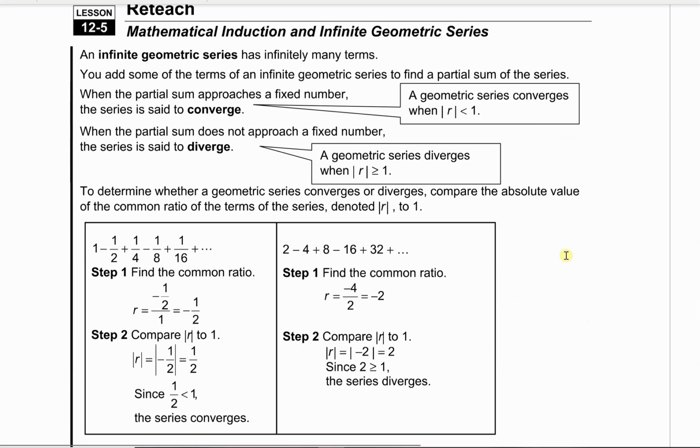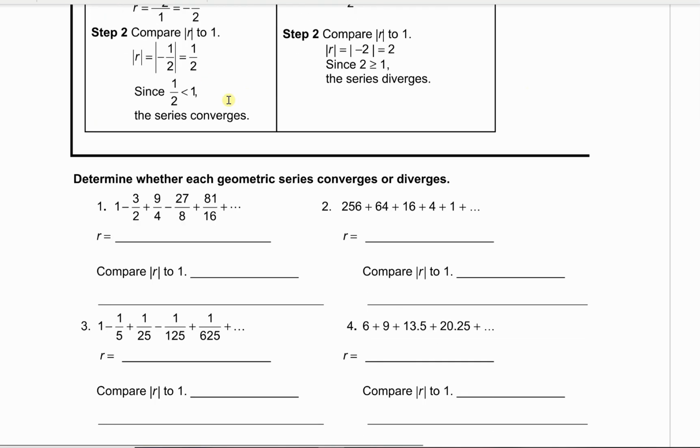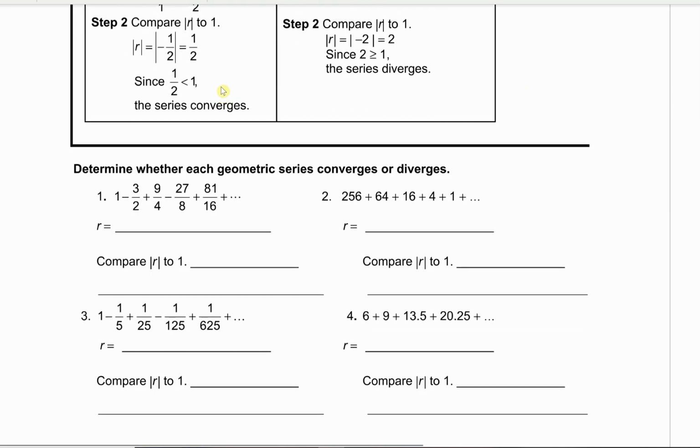And if we look at your note sheet, basically that sums up kind of what I just said. An infinite geometric series has infinite terms. When the sum approaches a fixed number, we say it converges. And when the sum does not approach a fixed number, it just keeps getting bigger and bigger and bigger, we say it diverges. What's the difference here? If the absolute value of the r value, the ratio, is less than 1, it converges, and it diverges for greater than or equal to 1. So really, all we got to do is figure out what we have here.